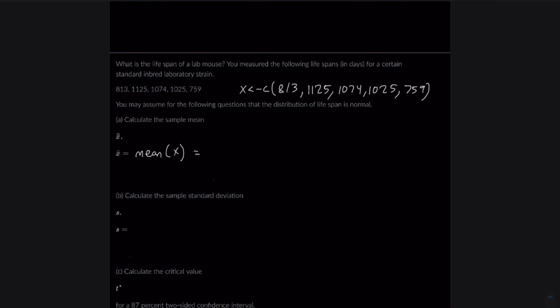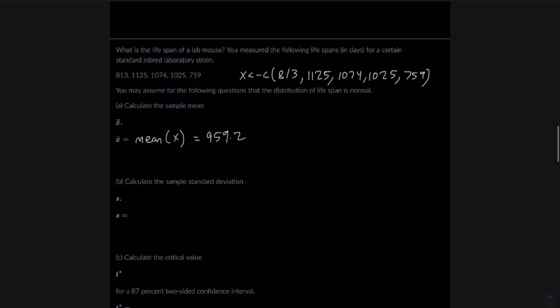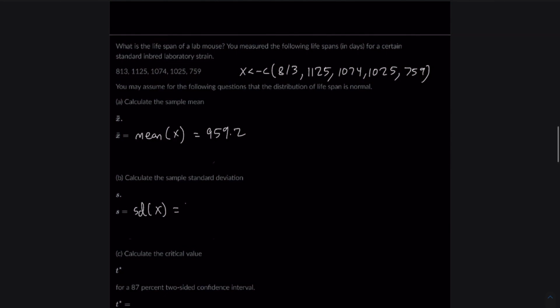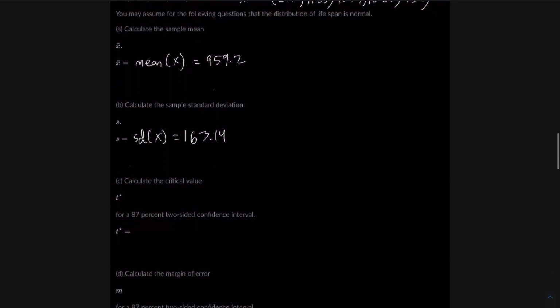And so what this gives us is 959.2. And then for part B, all we would do is SD and then x again. So that's the easiest way to calculate our standard deviation. And so that's going to give us 163.14. So now we need to calculate the critical value t star for an 87% two-sided confidence interval.